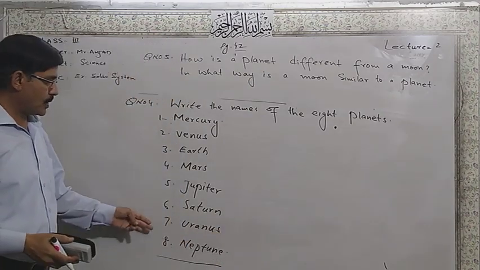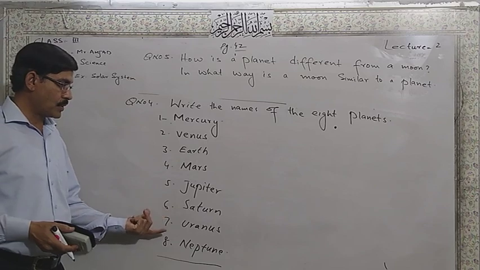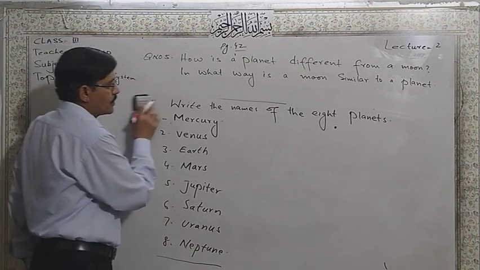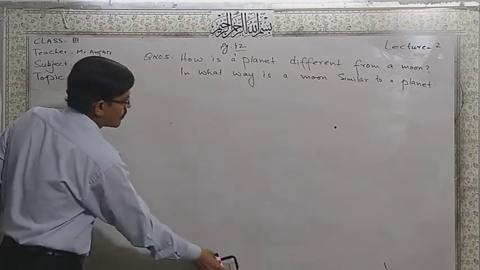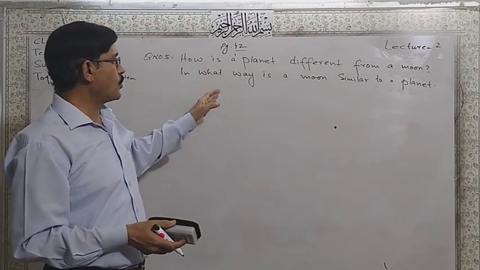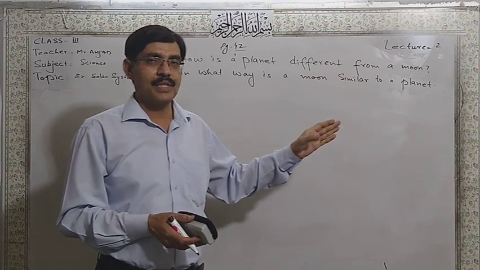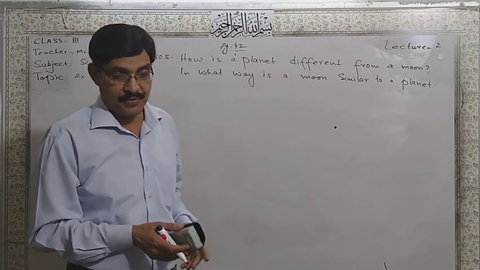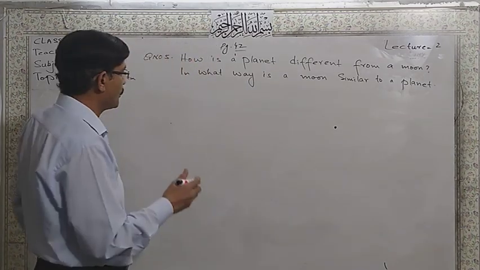Otherwise, you understood this one. There are 8 planets. I wrote on the board according to their distance in the solar system. How is a planet different from a moon? In what way is a moon similar to a planet? I mentioned to you yesterday about the moon and the planets and what is its difference. Look at this one. A planet is an object.